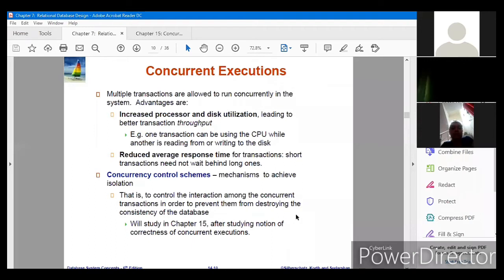Concurrent executions are nothing but multiple transactions that are allowed to run concurrently in the system. So what are the advantages? Increased processor and disk utilization, which leads to better transaction throughput. The waiting time decreases, and using one processor itself you can serve multiple requests. The second advantage is reduced average response time, since the waiting time decreases.